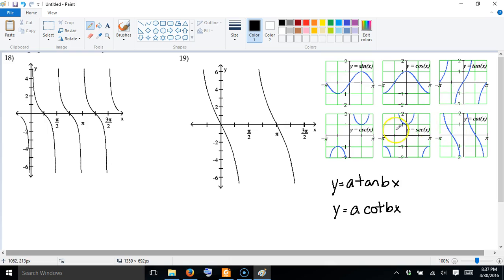To help us tell the difference between tangent and cotangent is this right here. Remember, a tangent graph will cross through the origin, okay? And then the cotangent, the y-axis is an asymptote on it, so it will not cross through the y-axis at all, especially if there's no phase shift on it, which both of these functions, it's saying from the beginning, have no phase shift. Okay, so on 18, it looks like we have a cotangent function.